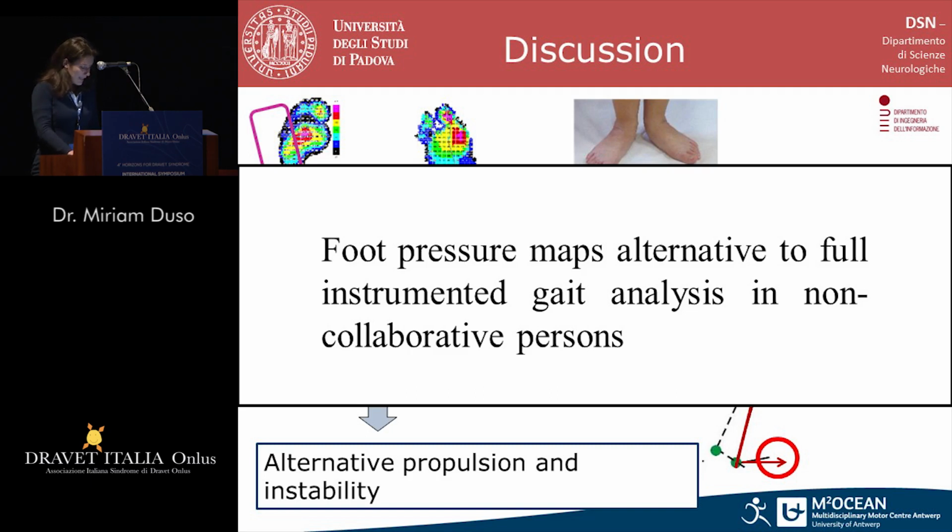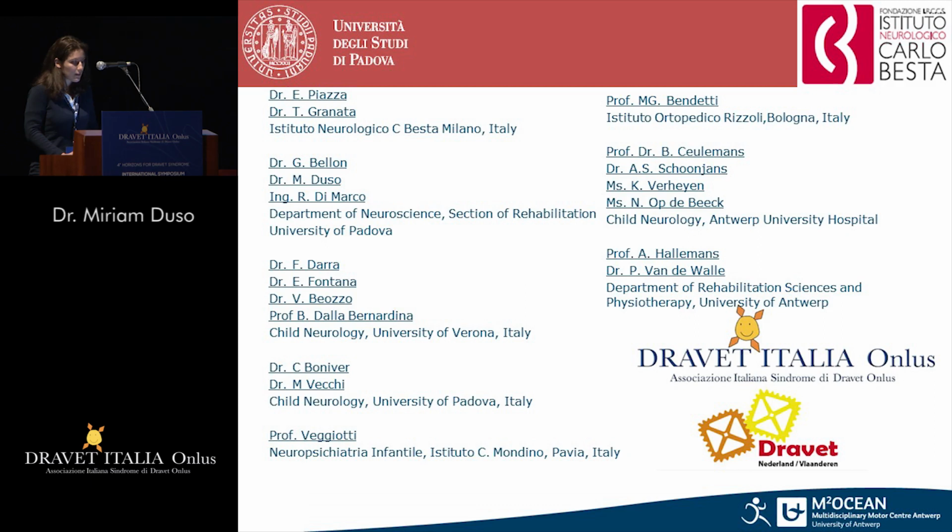So, since these signs that we also see with a full gait analysis can be presumed by the foot pressure maps, we can say that the foot pressure maps can be an alternative to full instrumented gait analysis in non-collaborative persons, such as patients with Dravet syndrome. Thank you.